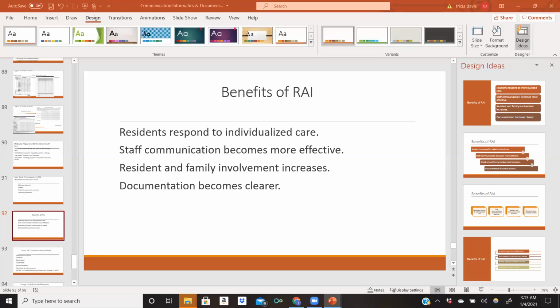The benefits of using an RAI is that residents respond to individualized care, so their care is based on their needs. It just makes sense that if you individualize their care, patients are going to respond in a positive manner. Staff communication becomes more effective, resident and family involvement increases, and documentation becomes clearer. So those are the benefits of having an RAI.